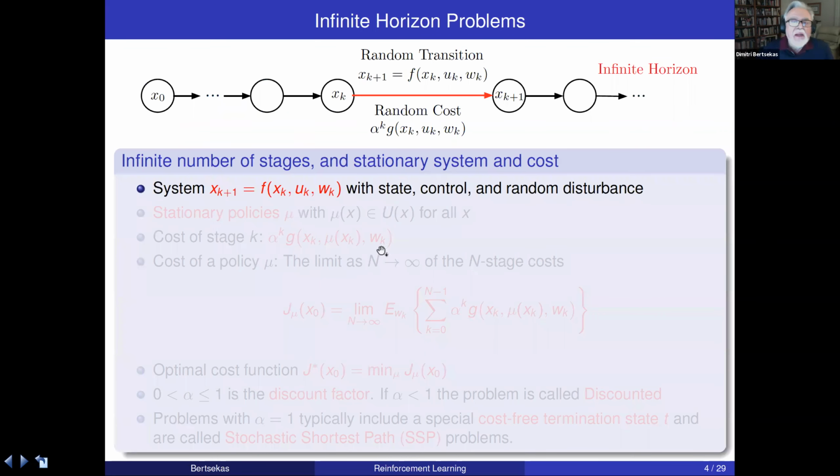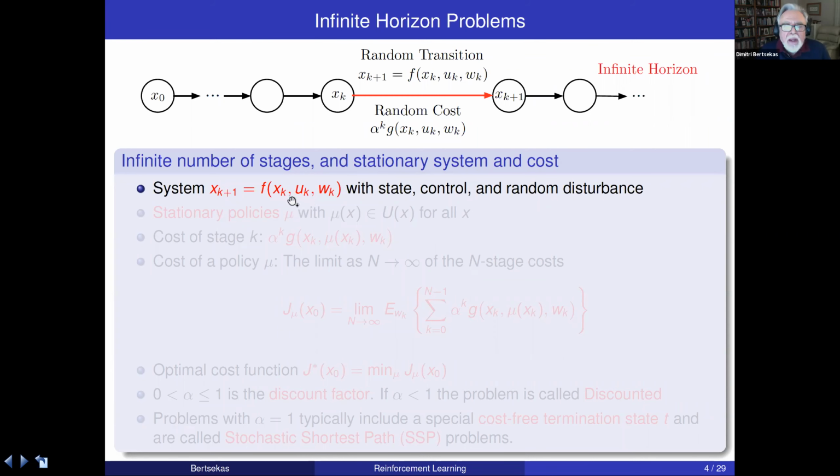So you've seen this slide before. This describes the infinite horizon problem. It involves an infinite number of stages, an infinite horizon, transitions from x0 all the way to infinity, a system equation that determines the transition from a state x_k to a state x_{k+1}. The transition mechanism does not depend on k. The problem is stationary. It involves a stationary system.